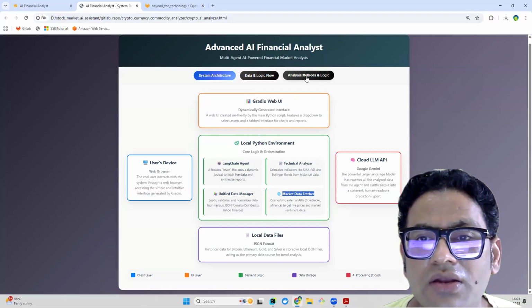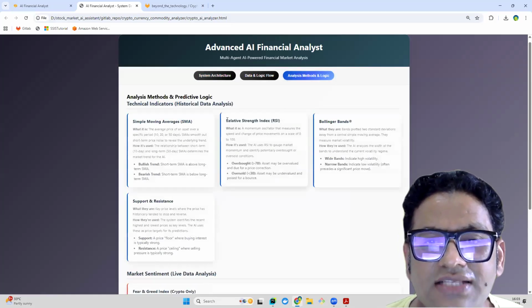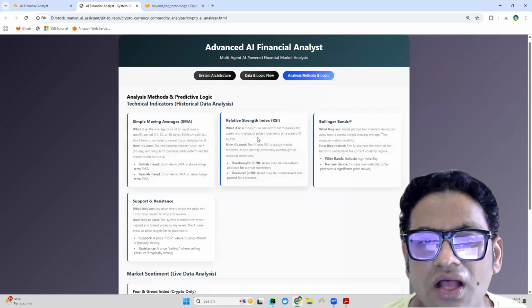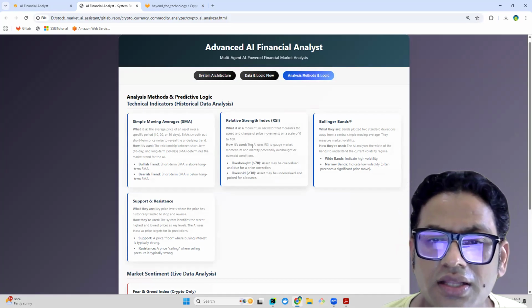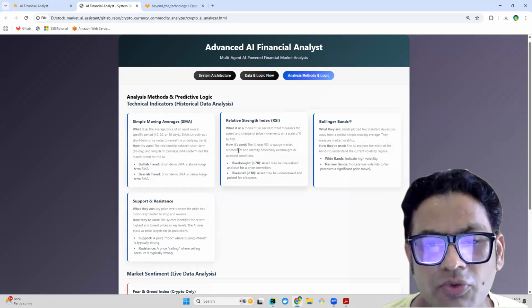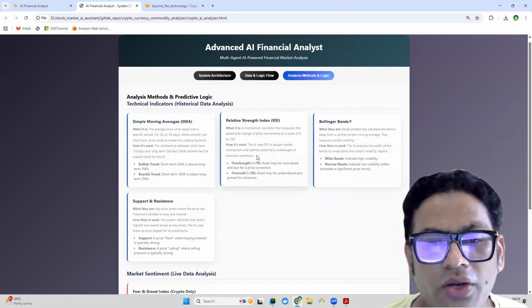Okay, so come here to our analysis method. RSI is the Relative Strength Index, a momentum oscillator that measures the speed and change of price movement on a scale of 0 to 100. The AI uses RSI to gauge market momentum and identify potential overbought and oversold conditions.